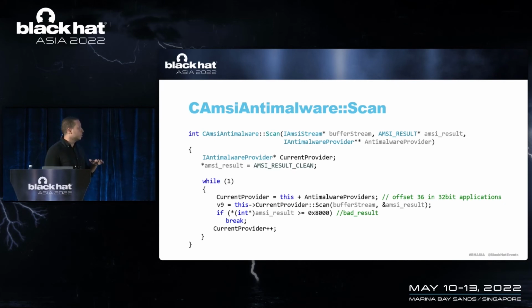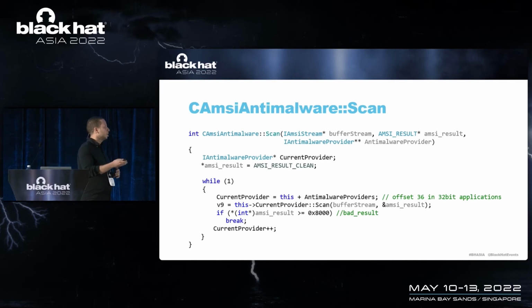Then the flow is going to check the AMSI result that was returned by each provider. If it's a bad result, which means that it's greater than 8,000 in hex, the loop is going to break, and we're going to return without continuing to scan with the other providers. If all the providers return a good result, which means AMSI result not detected or AMSI result clean, we're going to finally return AMSI result clean. We can also return other AMSI result options, but this code, like I said, is stripped for simplicity, so we're not going to cover this today.